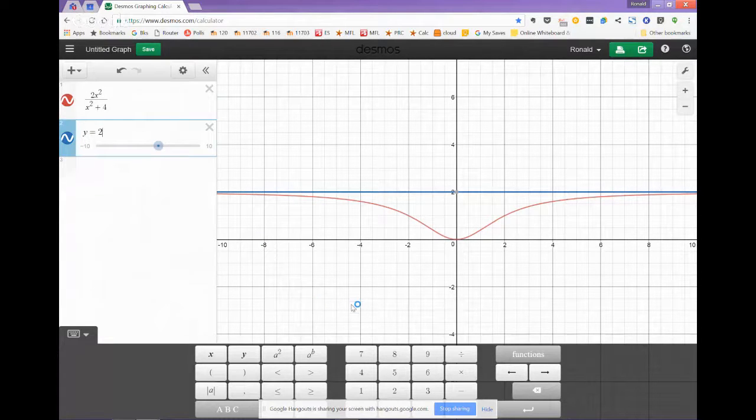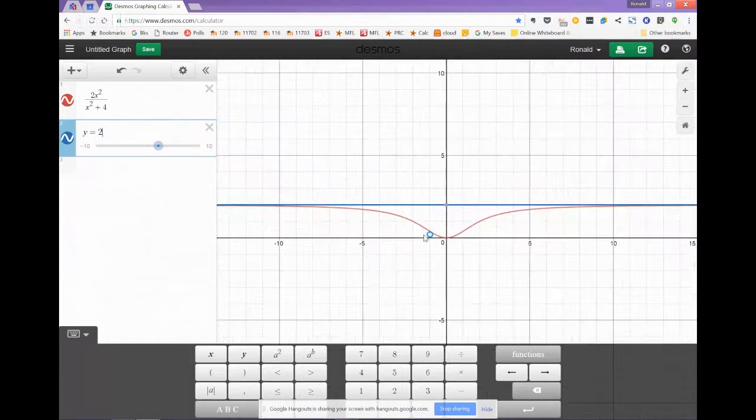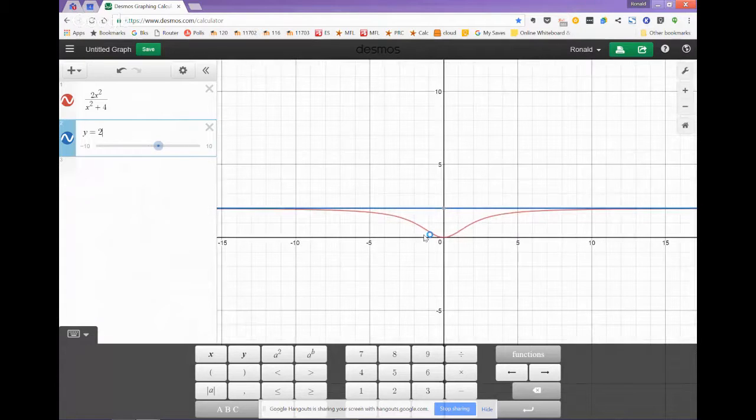The answer is, when is the red curve... and here, let me go a little smaller so you can see what happens when we zoom out. Is the curve below or equal to 2? And isn't the answer always? Yep. So in that particular case, it looks like this curve approaches 2. There are no crossing points that Desmos brings up.